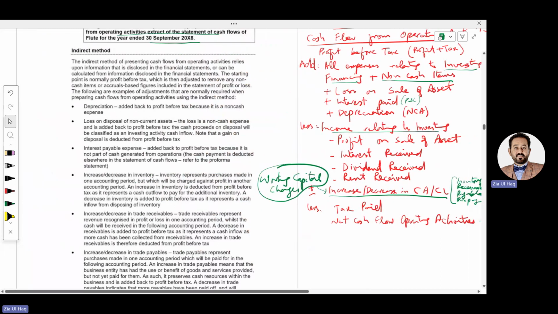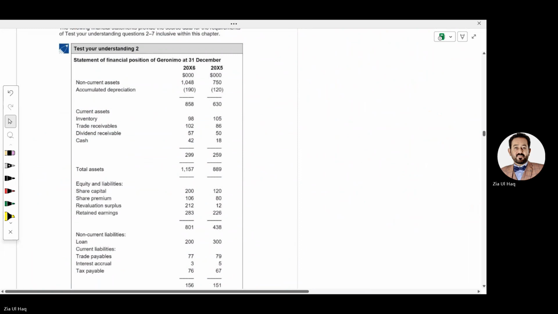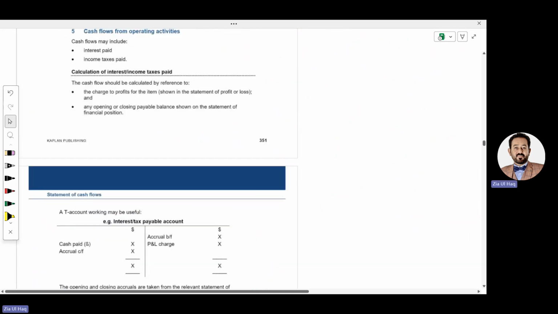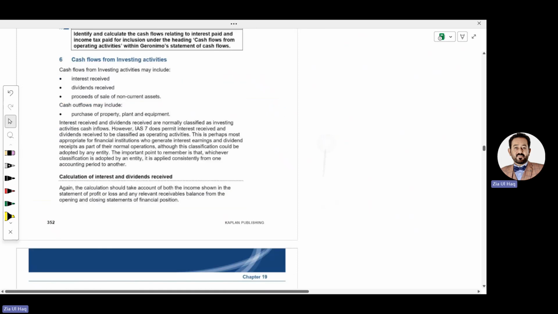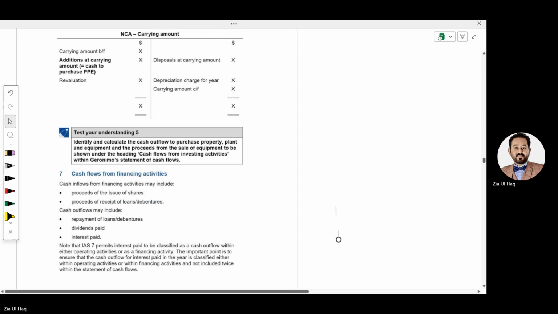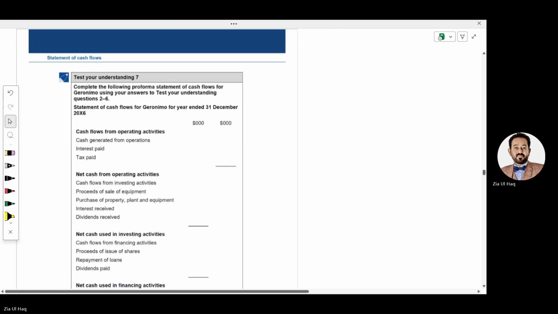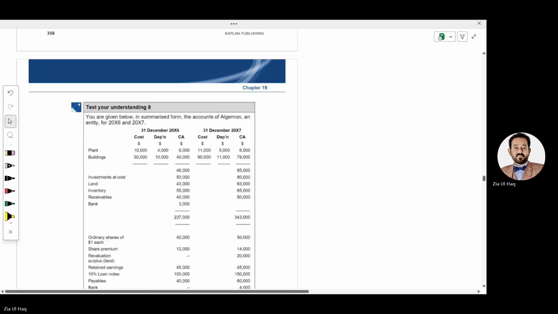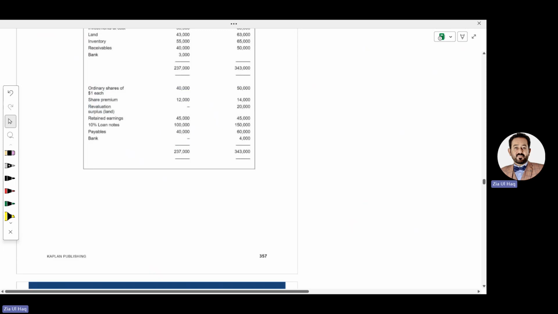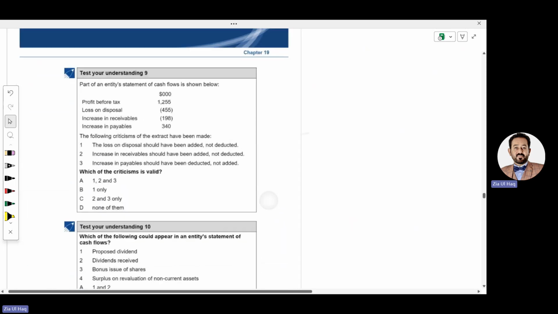Let's move forward. These long questions we will cover in class. Let's move towards some short questions. Seven is also a long question, to prepare a cash flow statement. Test your understanding 9.